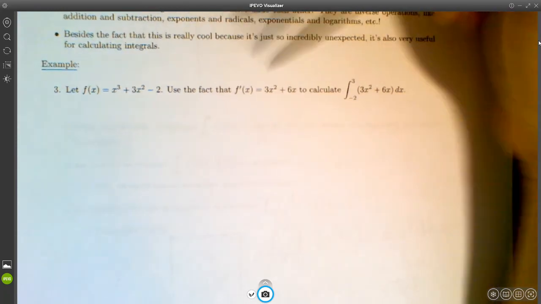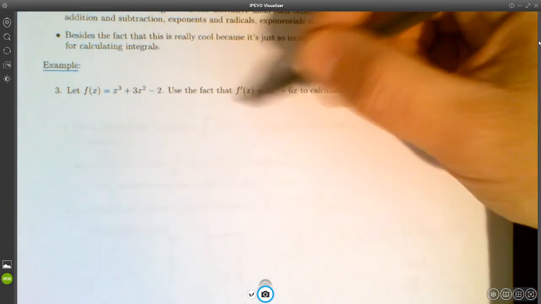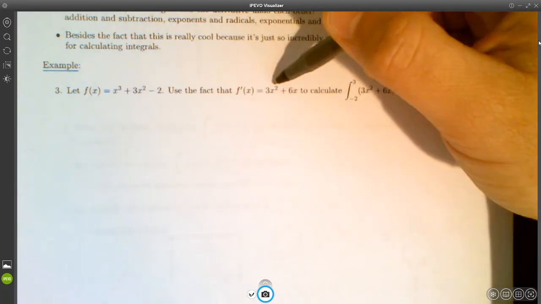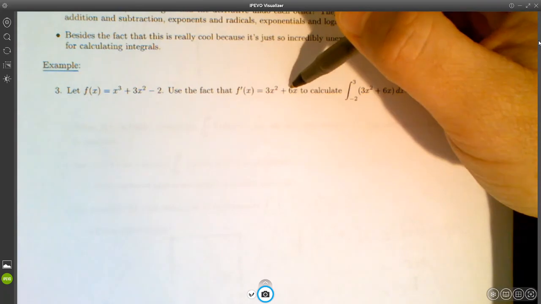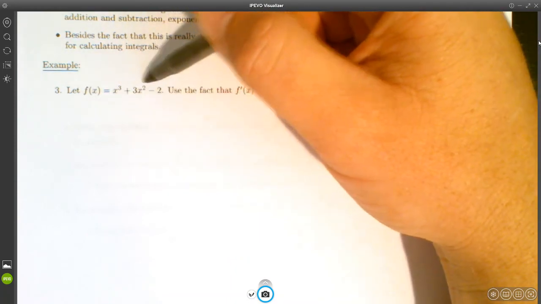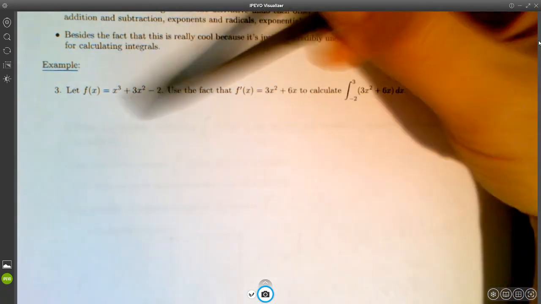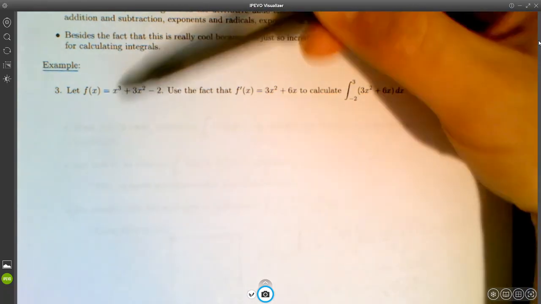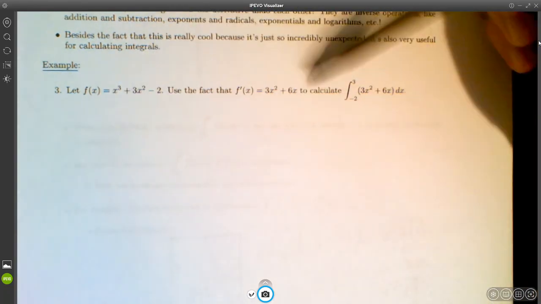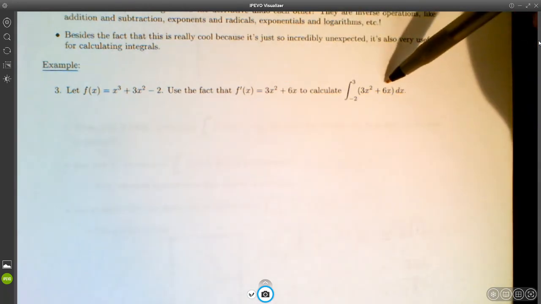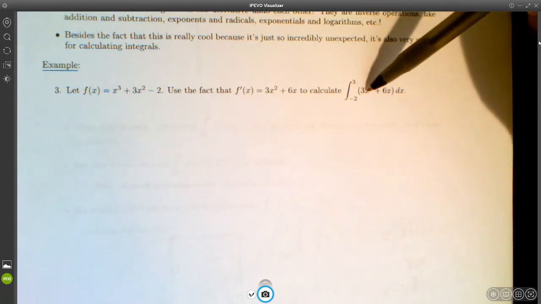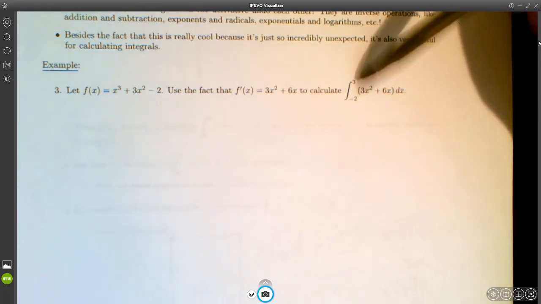So let's say that you have a derivative, f prime of x equals 3x squared plus 6x. Now, this is the derivative of several different functions. One of the functions that it's a derivative of is f of x equals x cubed plus 3x squared minus 2. You're welcome to verify this fact if you like. If you take the derivative of this function, I promise that you're going to get 3x squared plus 6x. So let's use that fact to calculate the integral of 3x squared plus 6x between negative 2 and 3.